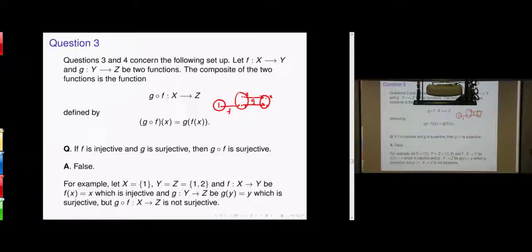So f from X to Y is injective. There's only one arrow. Now g certainly hits every point here. Z only has 1, 2, right? So g(1) is 1, g(2) is 2. So g is surjective. But if you look at the composite, it has only this, so it does not hit everybody in Z. Therefore it's not surjective, right? So it's quite easy to see. Okay?